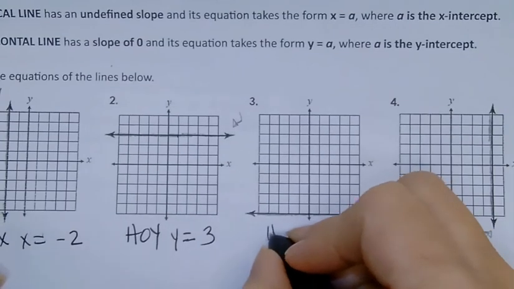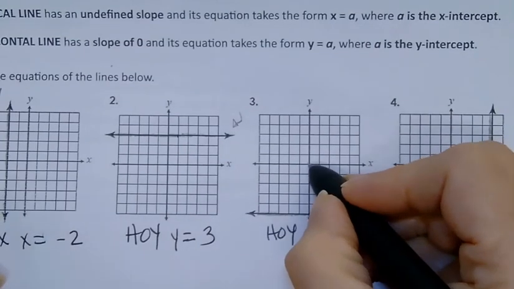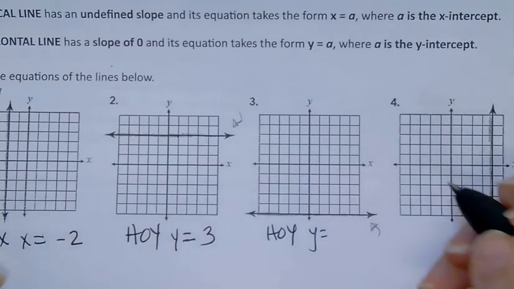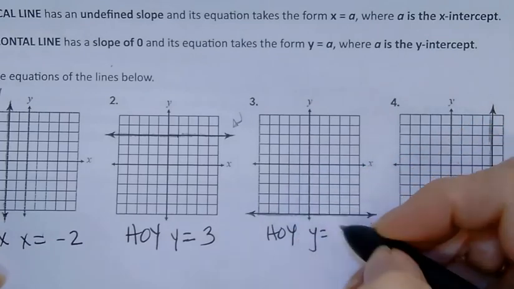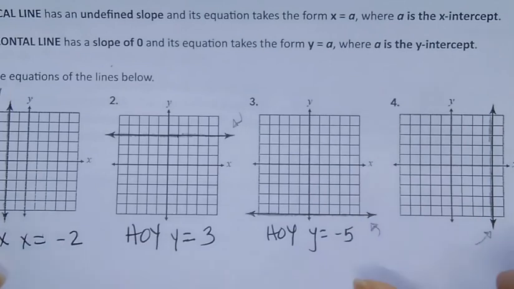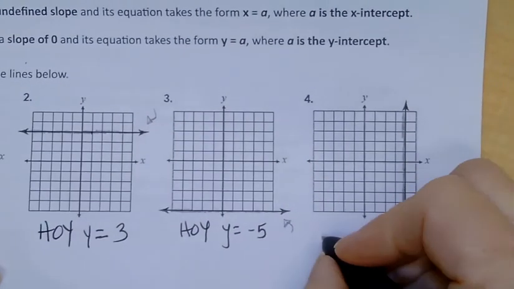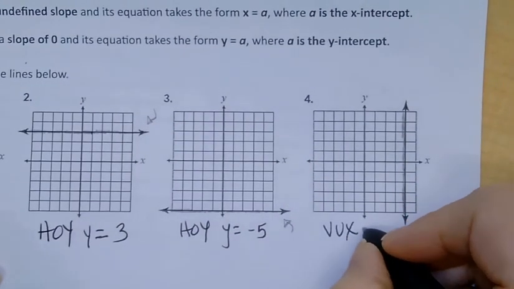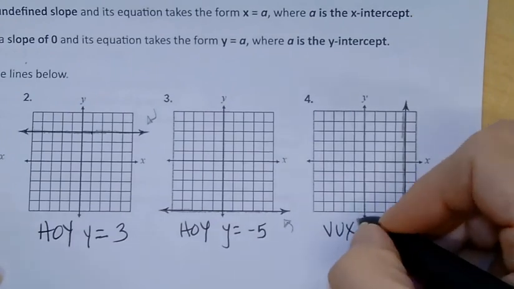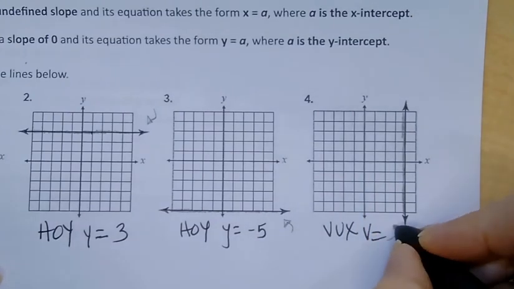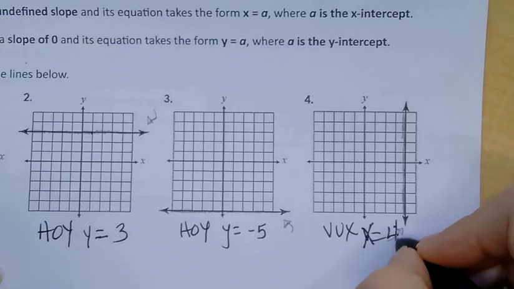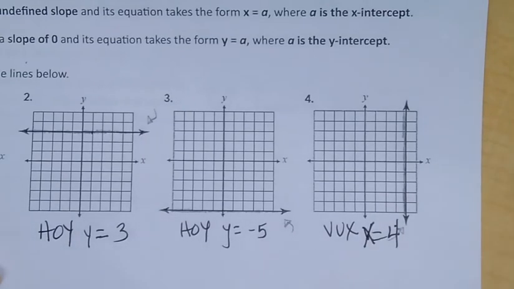This guy, horizontal, HOY. Okay, so I know that y equals some number. And if this is the origin, negative 1, negative 2, 3, 4, 5, y equals negative 5. And we're back to vertical, VUX. So I know x equals some number. That means that if x is 1, 2, 3, 4, x equals 4. Oops, x equals some number, and it's going to equal the number 4. That's it.